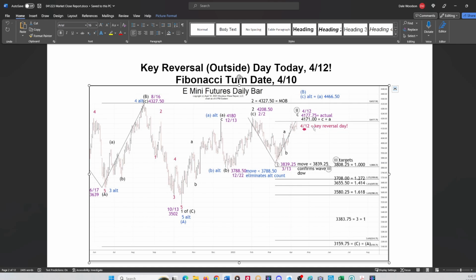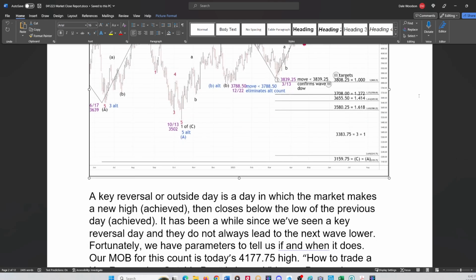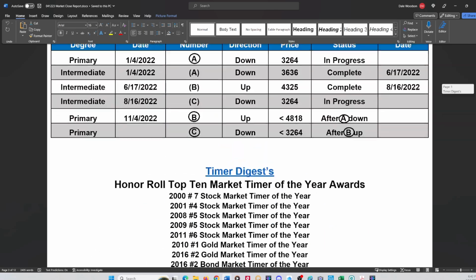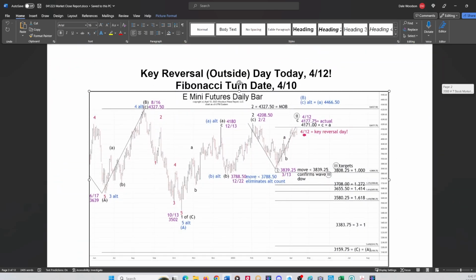But fortunately, we have our make or breaks above here at 41.77 for this degree of trend, 42.08 for the next higher degree of trend, and 43.27 for the highest degree of trend. There we go. There's those 3 degrees of trend from lowest to highest for resistance, and a move above 43.2750 brings the alternate count into play, and a move below 38.39 verifies that wave 3 at the smallest degree of trend is in play.